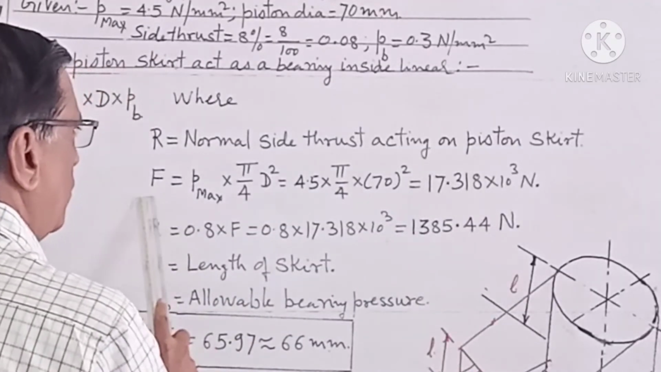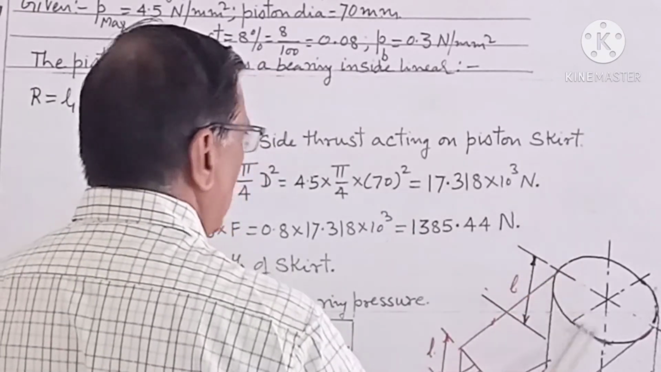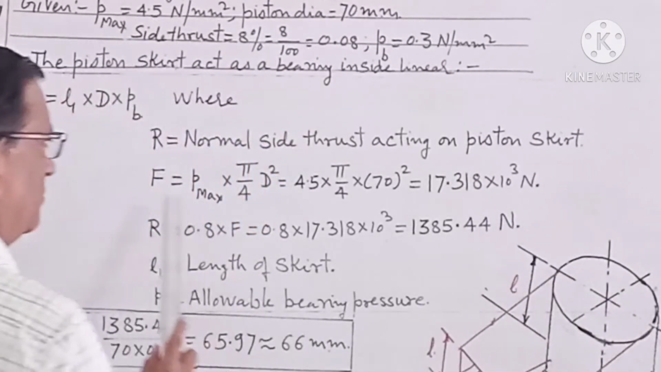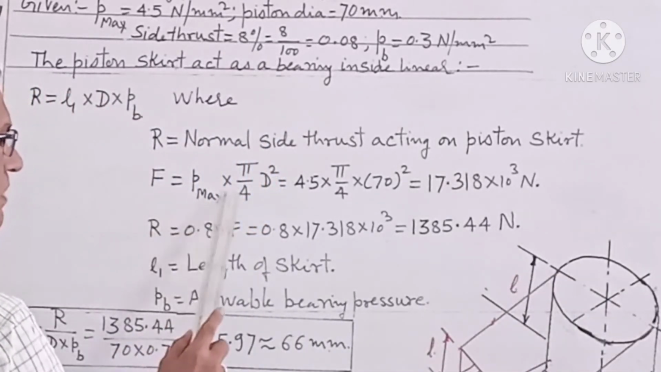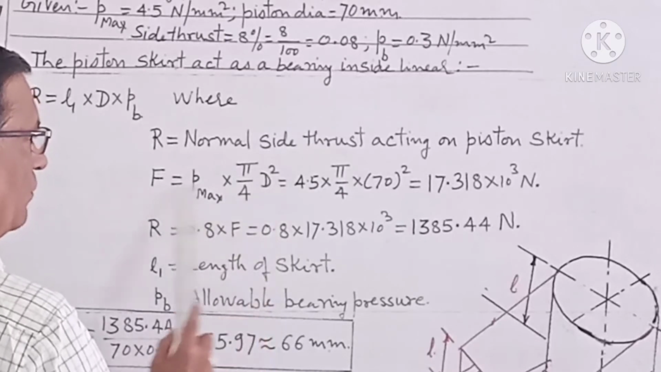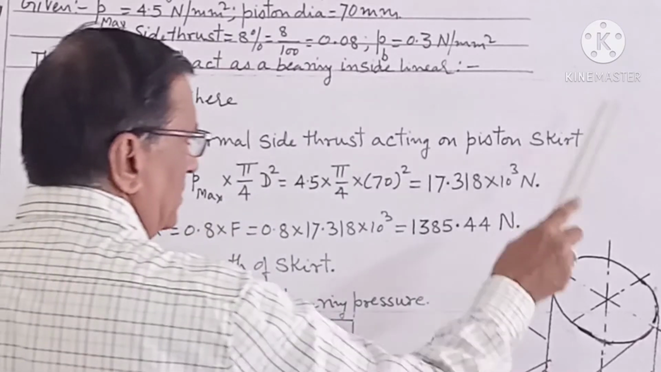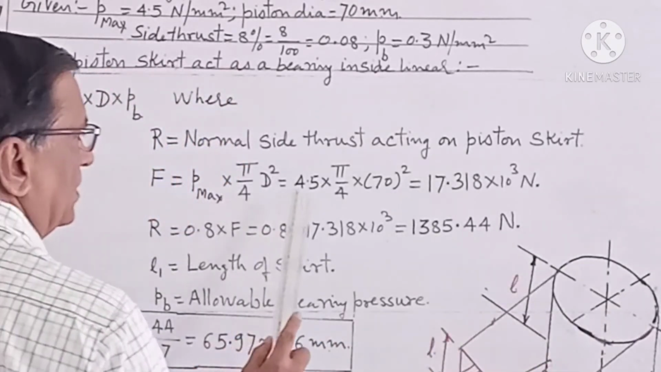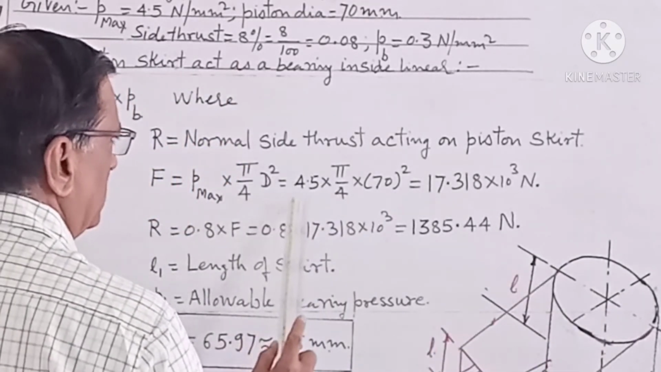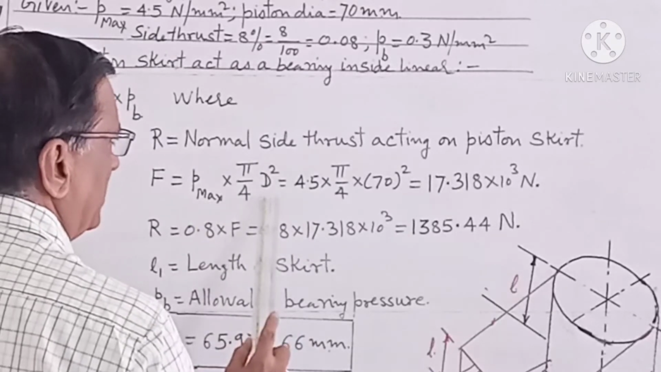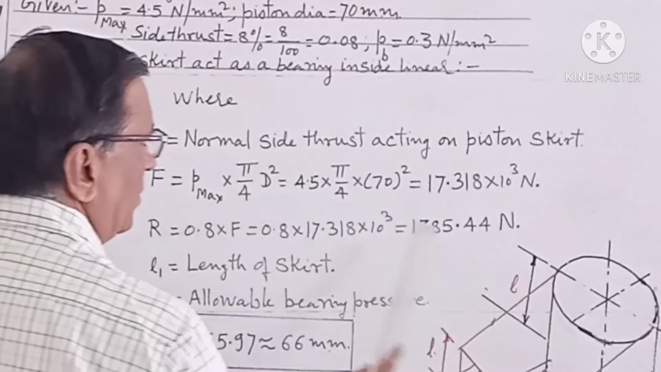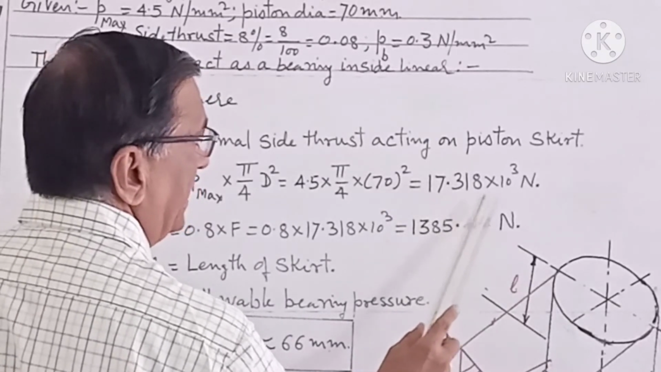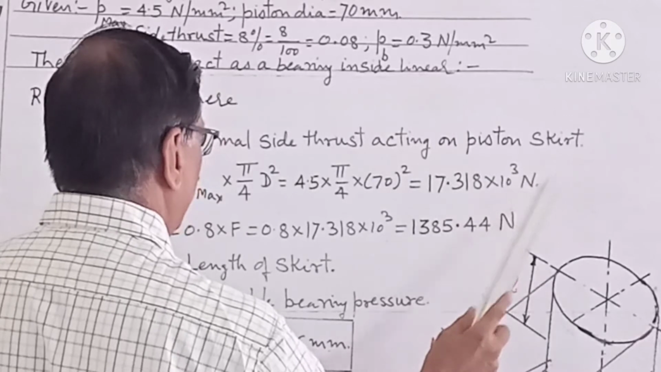Now force acting on the crown is equal to intensity of pressure into area, means F is equal to P maximum into pi by 4 D square. From this we will calculate the total force acting on the crown. So putting the values of P maximum and diameter of the piston, the force acting on the crown comes out to be 17.318 into 10 raised to 3 Newton.